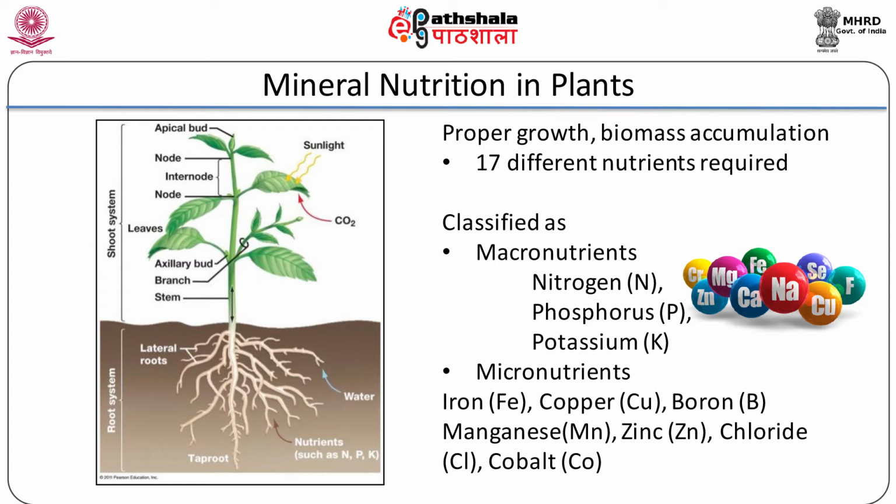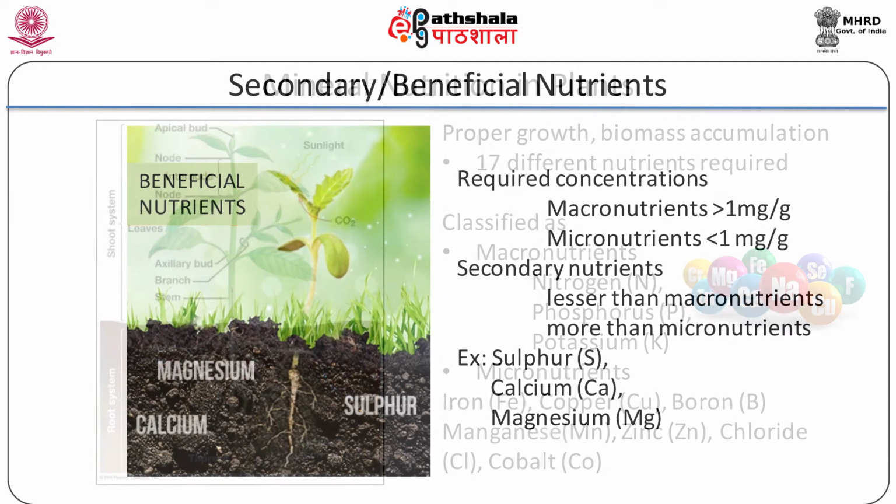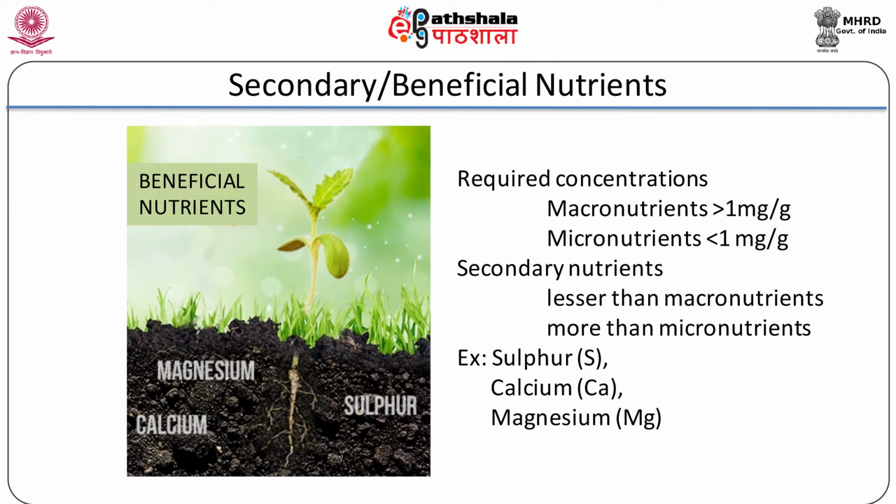Micronutrients are required in smaller quantities and are involved in all metabolic and cellular functions. Plants differ in their need for micronutrients. They include iron, copper, molybdenum, boron, manganese, zinc, chlorine, and cobalt. These categories are based mainly on requirements by the plant. Concentration of macronutrients required as per dry matter is more than 1 mg per gram and is less than 1 mg per gram for micronutrients.